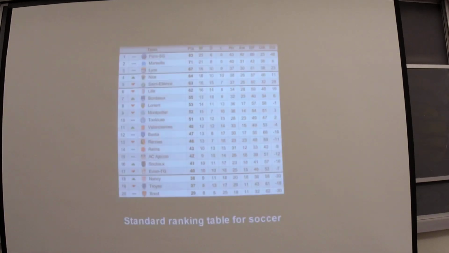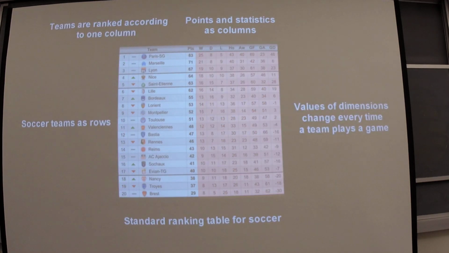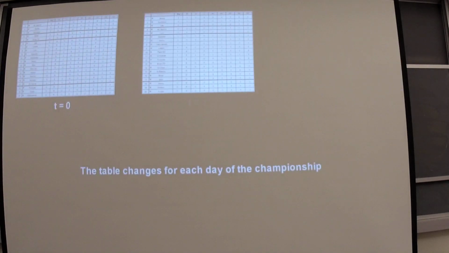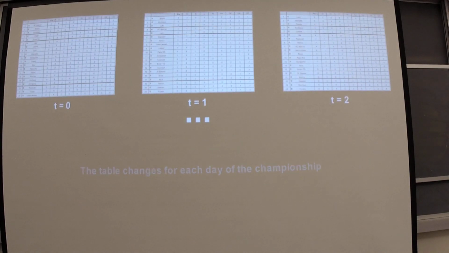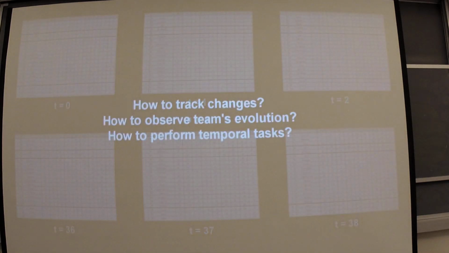Standard ranking tables for soccer championships display teams as rows and points and other statistics as columns, such as the number of wins or the number of goals conceded. Teams are ranked according to one column, by default the accumulated number of points. In a championship, the values of the dimensions for each team change each time a team plays a game. Thus, the table contents and row ordering change for each day of the championship. Without visual help, it is almost impossible to track changes, observe teams' evolution, or generally perform temporal tasks.